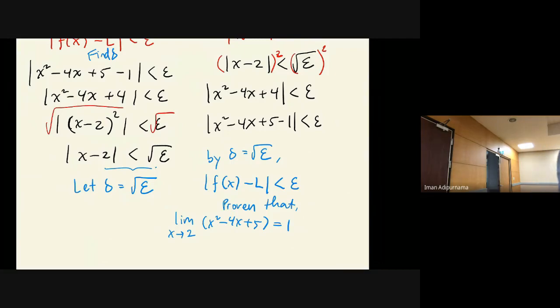Have you learned epsilon delta in high school before? High school? No? No, right?